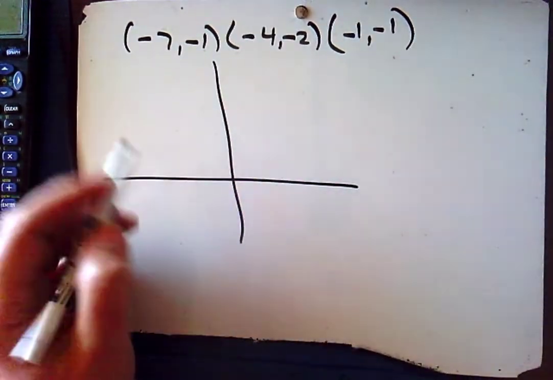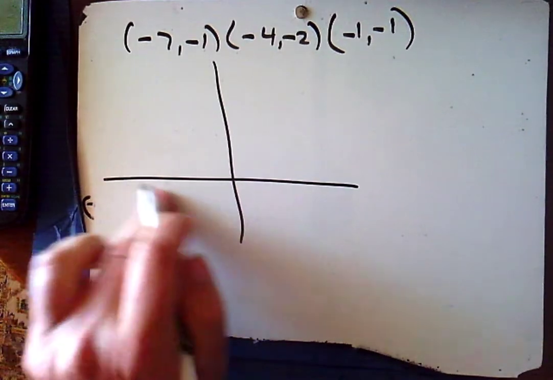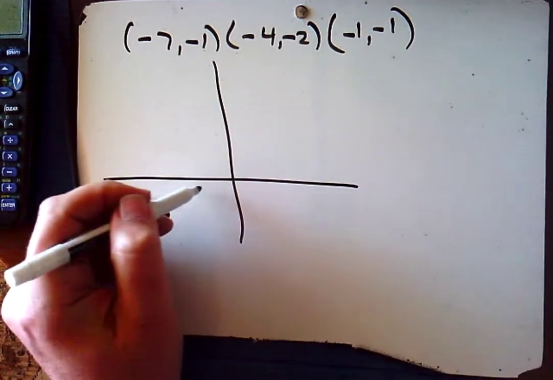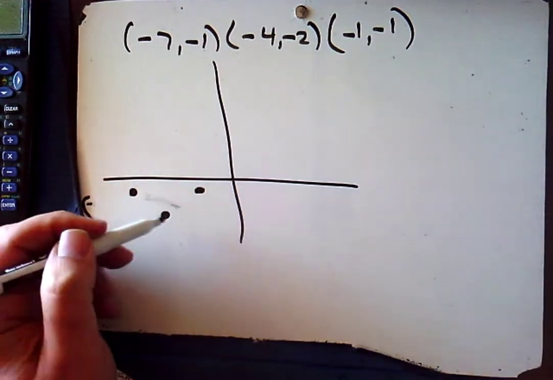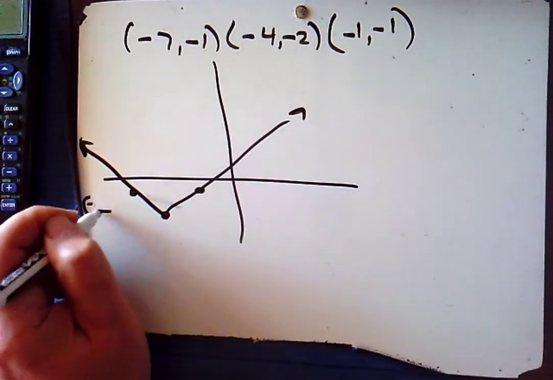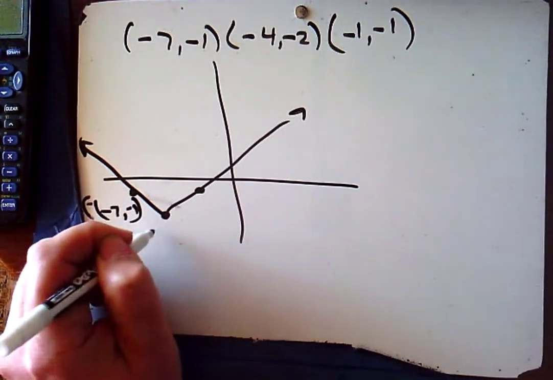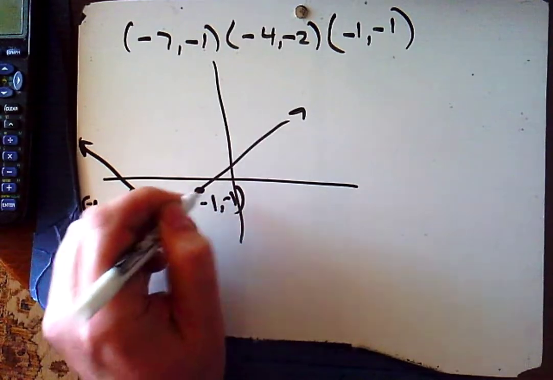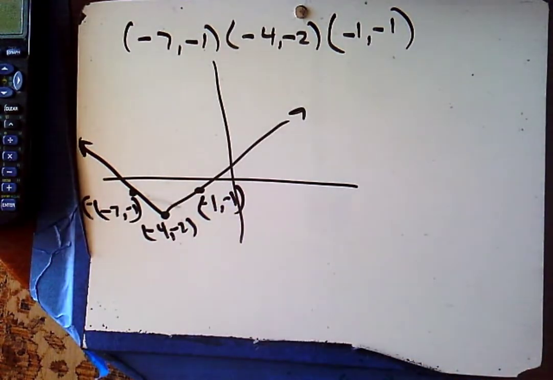Oops. Negative 4, negative 2, negative 7, negative 1, negative 1, negative 1. So this is the graph that I'm looking at. And that's what I want you to write the equation for. Give it a try.